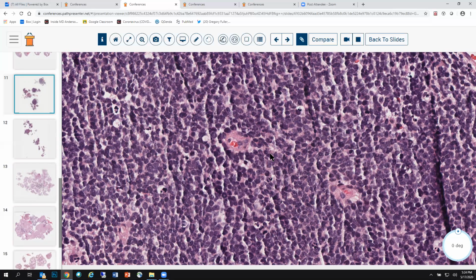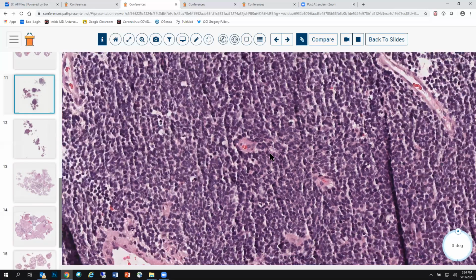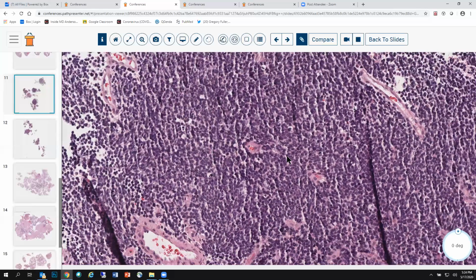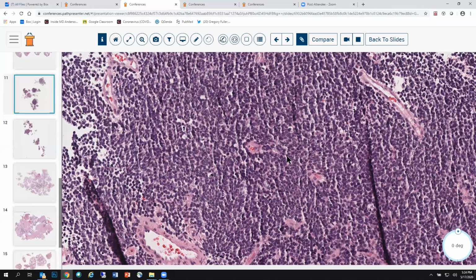You can classify it based on morphology. This would be the classic type or the patternless pattern, just sheets of cells. Sometimes you may see Homer Wright rosettes in this pattern. For the pediatric neuro-oncologist and the adult neuro-oncologist, the second peak of medulloblastoma is between the ages of 20 and 40 years.